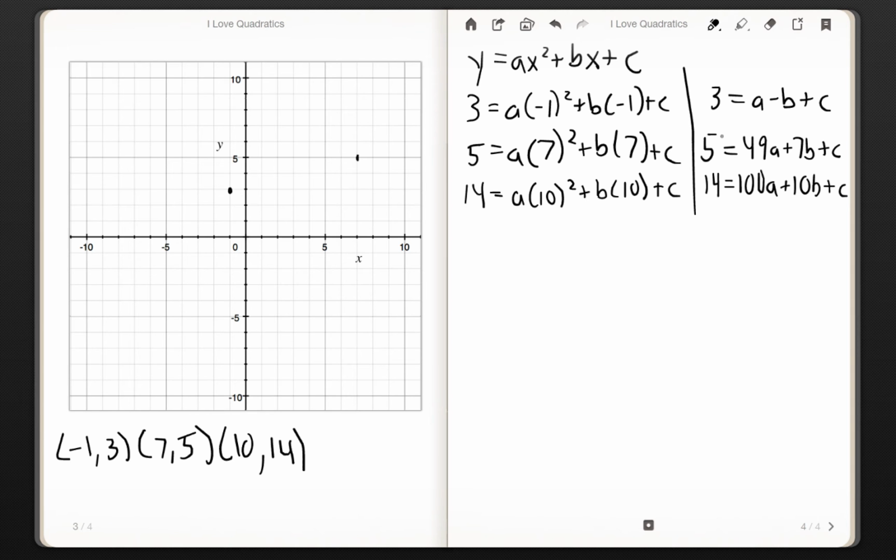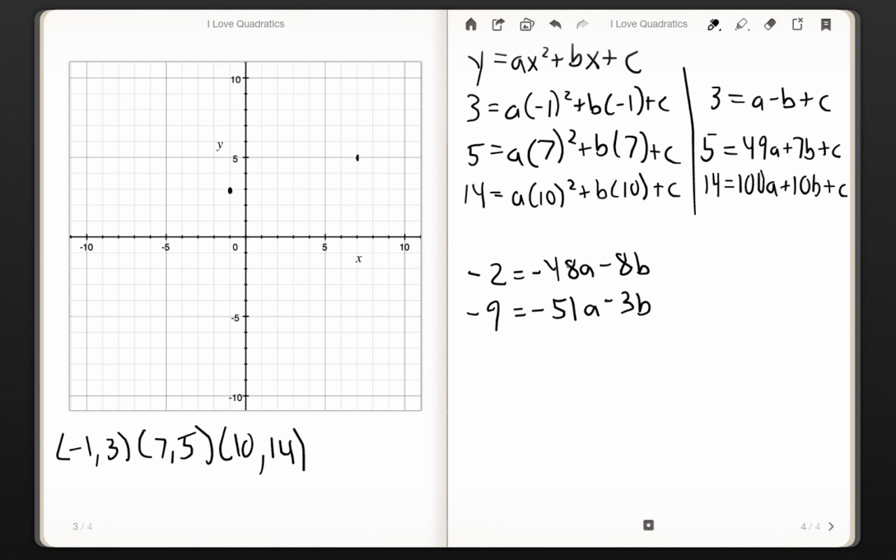We can start by subtracting the second equation from the first one. We'll get negative 2 equals negative 48a minus 8b. And now do that again for the second and third one. Subtract. We'll get negative 9 equals negative 51a minus 3b.